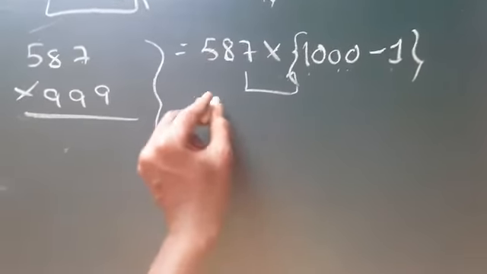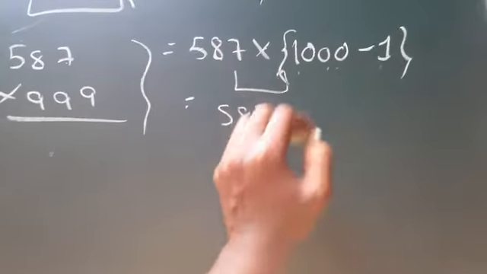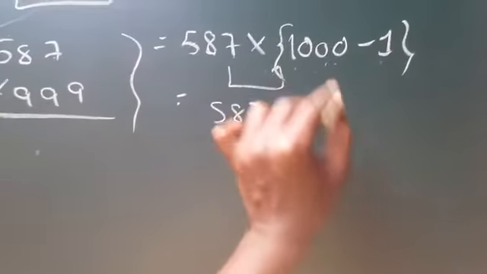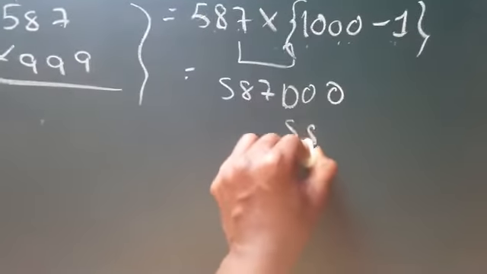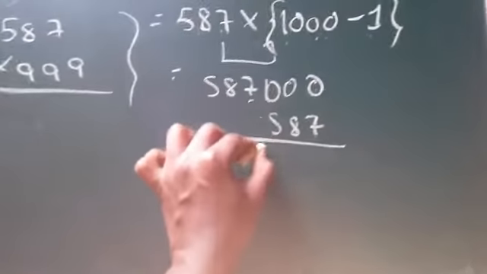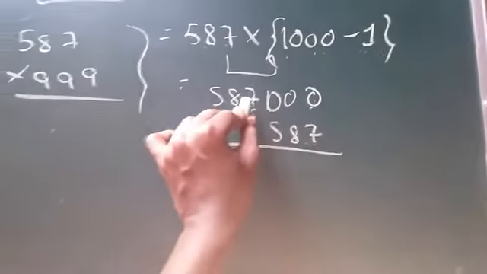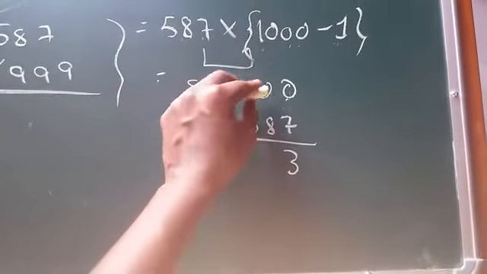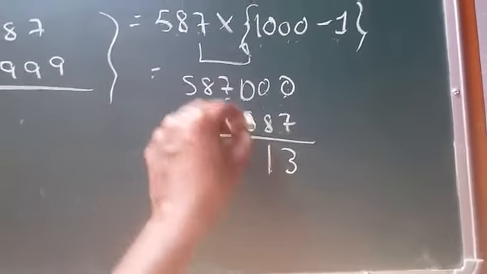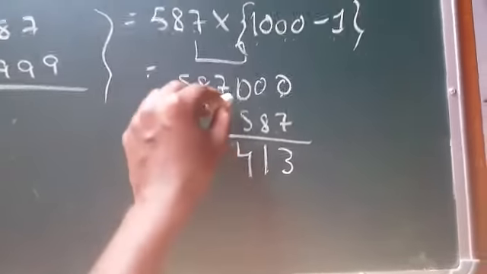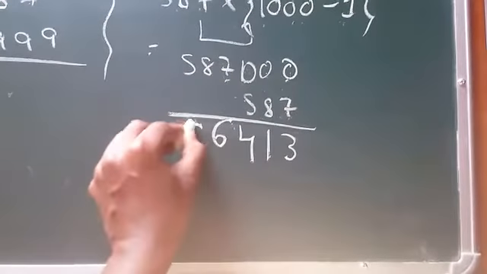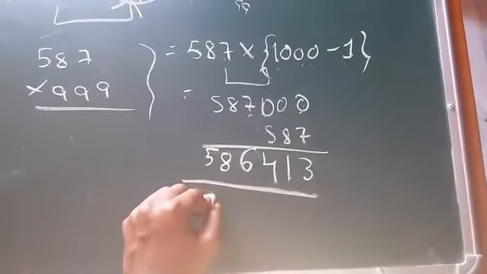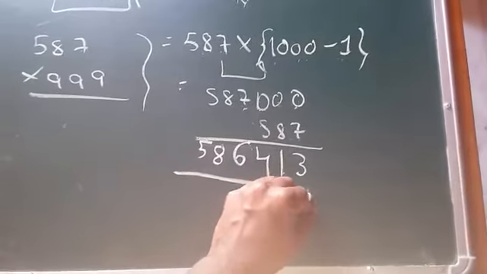Now multiply these two. 587 into 1000, how much? You will get 3 zeros. 587 into 1000 is 587000. 587 into 1 is 587. Subtract these two. 0 minus 7 you can't subtract, so borrow 1, it will become 10. 10 minus 7, 3. Here 9 minus 8, 1. Here 9 minus 5, 4. Here 6, 8, 5. So the final answer for 587 into 999 will be 586413.